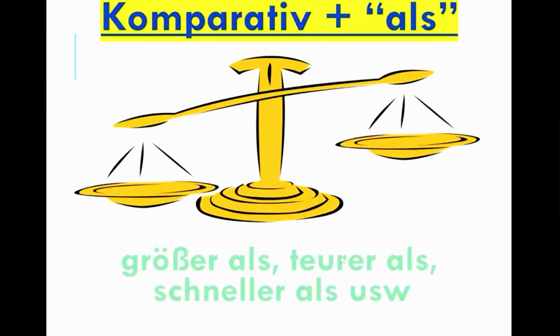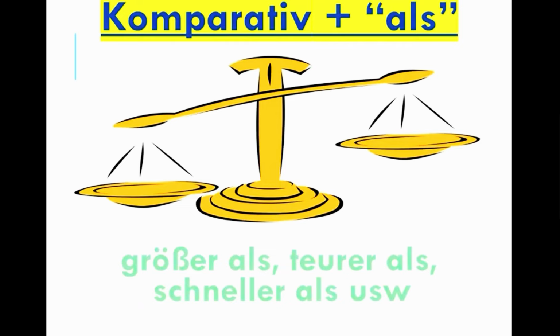Grösser als, teurer als, schneller als und so weiter. USW, und so weiter. Okay? So grösser als, greater than, teurer als, costlier than, schneller als, faster than. Here als means the comparison between two things. Okay? Are we clear so far?